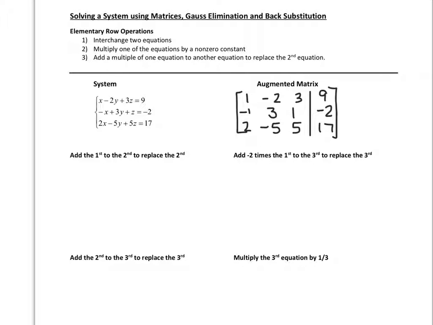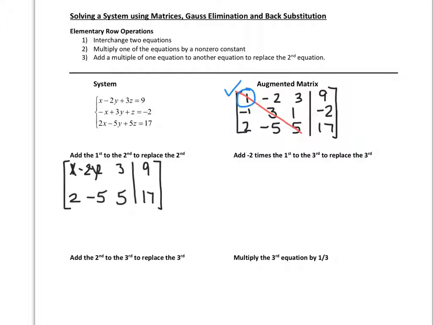So the goal with solving matrices, just like we did with Gauss elimination, is we want to get this main diagonal here to all have 1s. And everything below it, all of these values down here, need to have 0s. So we already see that the first term on the diagonal is a 1. So I don't need to change the top equation. So I'm just going to start by writing the coefficients, 1, -2, 3, and 9. I don't have to replace that. And I actually don't even need to replace the third line, so 2, -5, 5, and 17.